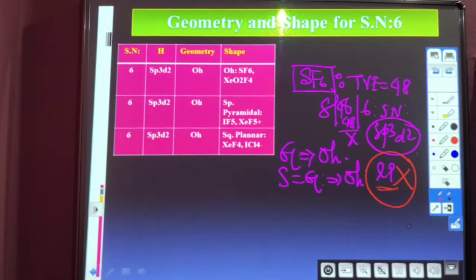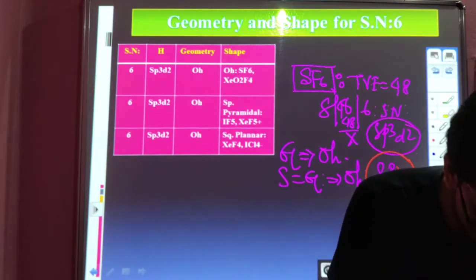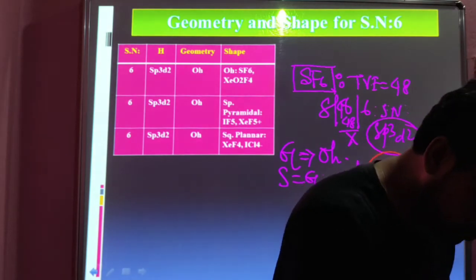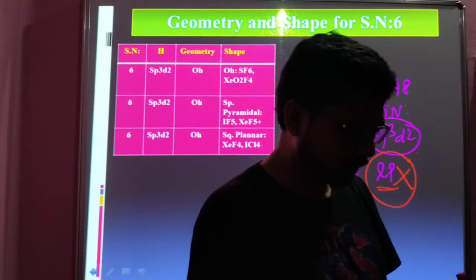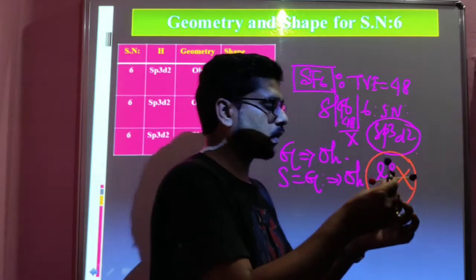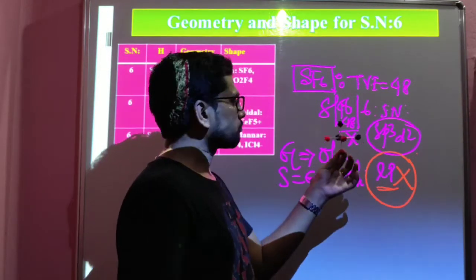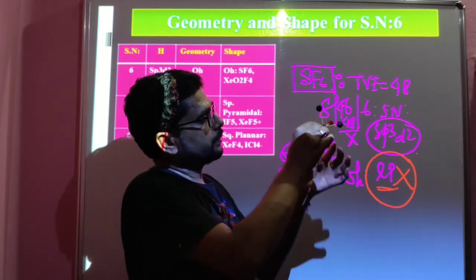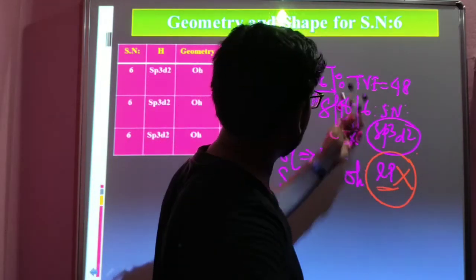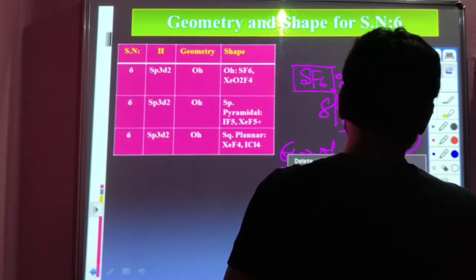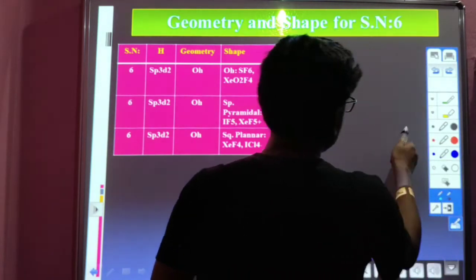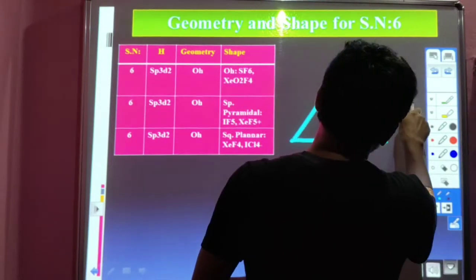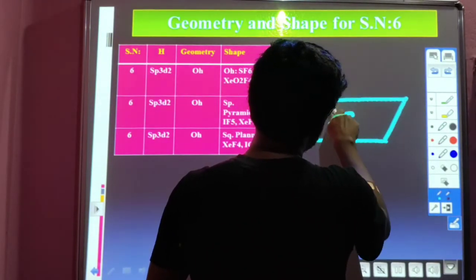Now I am going to show you the shape of this molecule. Look carefully. Very simple, don't worry. This is the octahedral structure. First I will draw it here, then only you can understand. SF6, right? This is S.